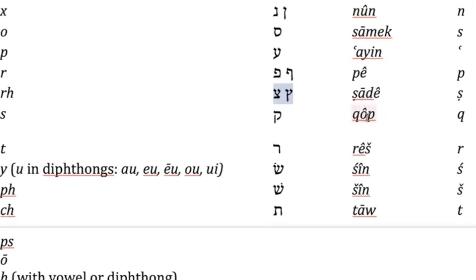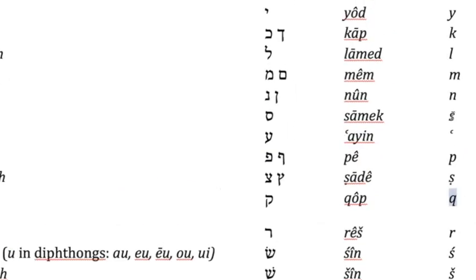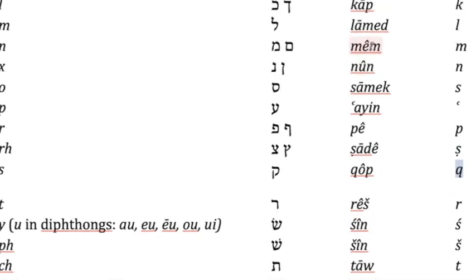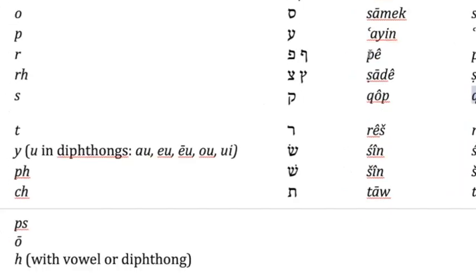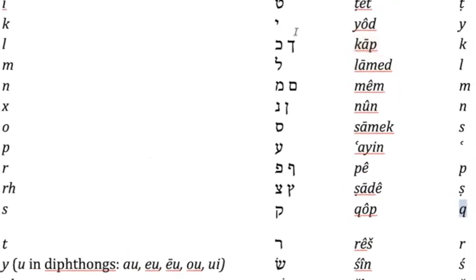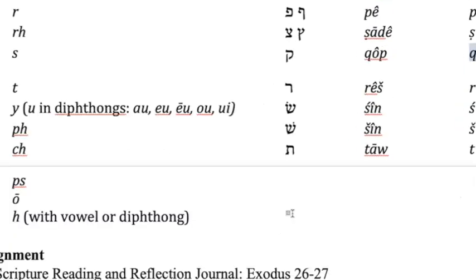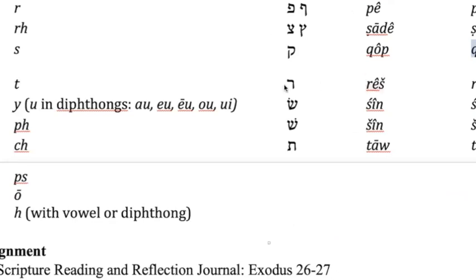A qof is a Q, but it makes basically the same sound as a kaf. So a kaf and a qof. And so it looks just like a kaf, but it has a little line on the side. Resh looks like a backwards R, and it makes an R sound.